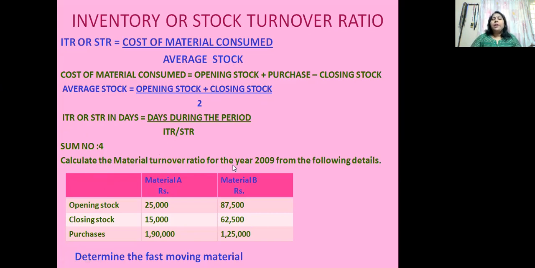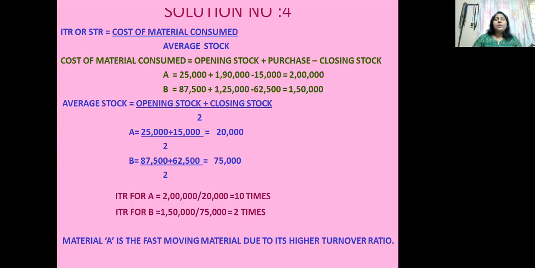Calculate the material turnover ratio for the year 2009 from the following details. Material A, material B. We have two materials. Their respective opening stock, closing stock and purchases were given. The question is to determine the fast moving material. So we have two kinds of material, A and B. We need to conclude ourselves, after working out the inventory turnover ratio, which is the fast moving material. Let me check the solution.